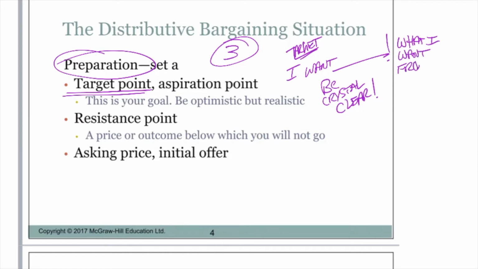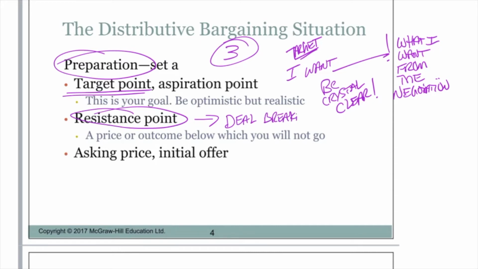The next thing we need to be clear about is our resistance point. This is the price or outcome that if we don't hit it, we'll probably walk away from the deal, or it's not worth it for us to go with the agreement, and hopefully our BATNA, our alternative to a negotiated agreement, is better.